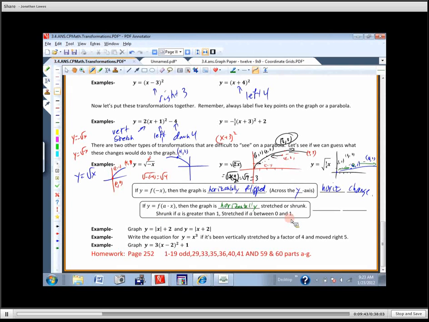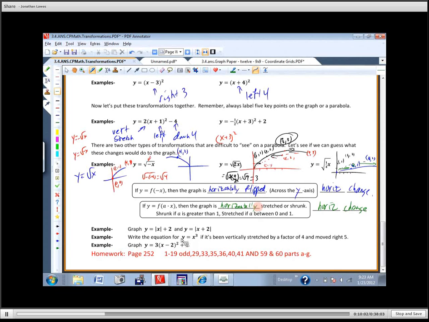Okay, so again, a horizontal change. If we change the x before the function makes the shape, it's going to be a horizontal change of some sort. Horizontal flip, horizontal stretch or shrink, something like that. Okay, any questions there?